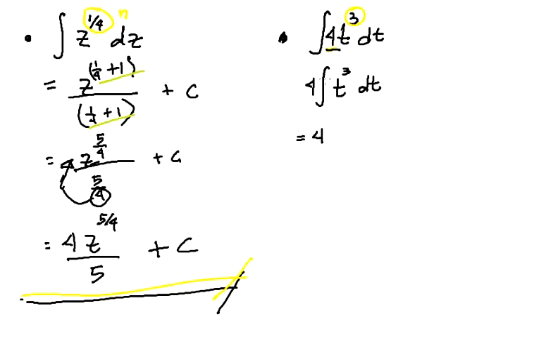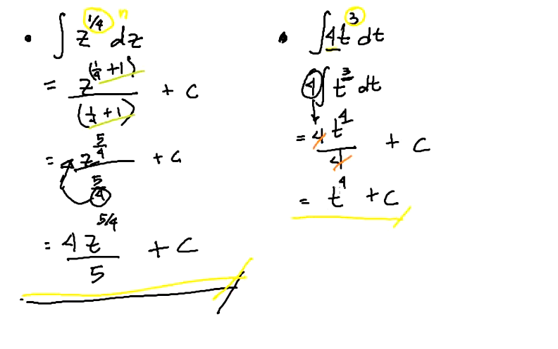Okay, so we have 4, and then the integral of t cubed is 3 plus 1, which is 4, divided by its new n, which is 4, then plus c. So as you can see here, you can now easily cancel out the 4 over 4, which is equal to 1. Then we have 1t raised to 4, or just simply t to the 4 plus c. So this is our final answer. The integral of 4t cubed dt is just t to the 4th plus c. Okay, box out our final answer.